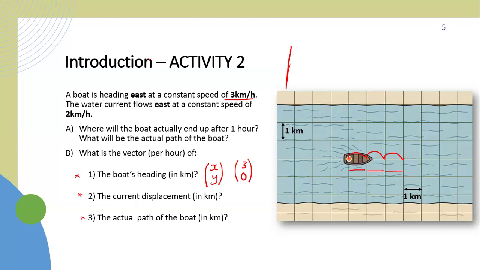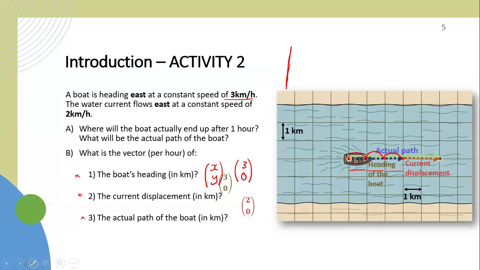Then from there, we are going to get the current displacement. When you look at my diagram, I'm trying to show you the heading of the boat. This is where the boat is currently. It's going to be carried by the water, so I'll add on that. That is the current displacement of the boat. Now, to get the actual path when you combine the two, 3, 0 is your answer, then 2, 0 is what we call the current displacement.